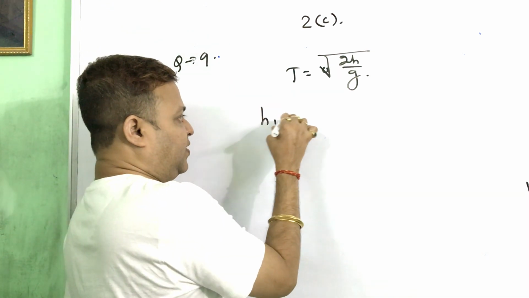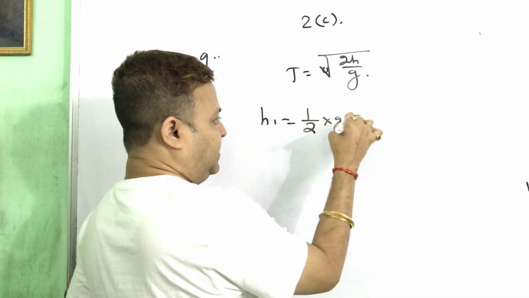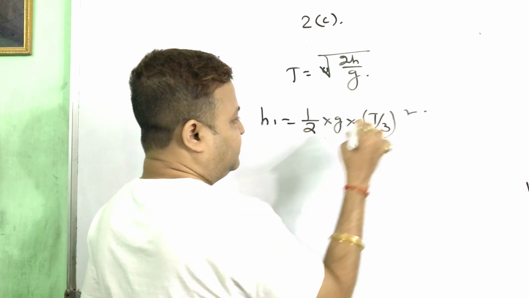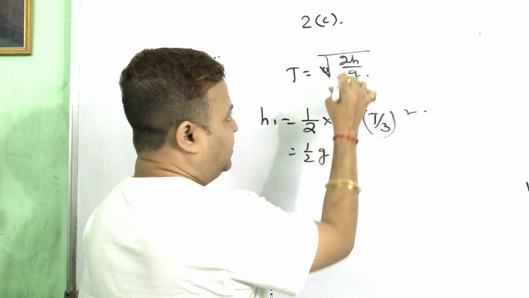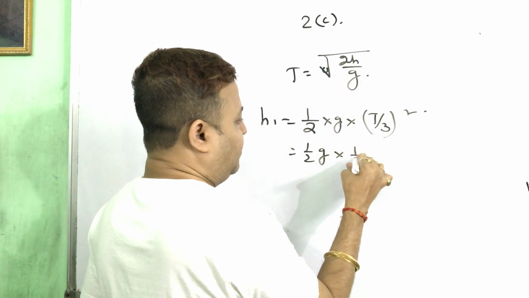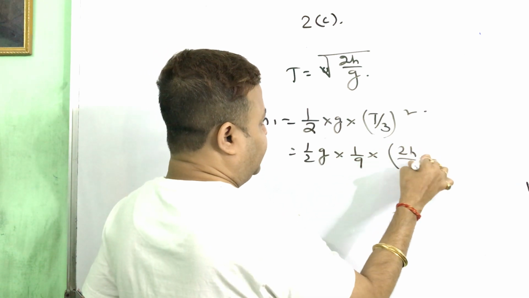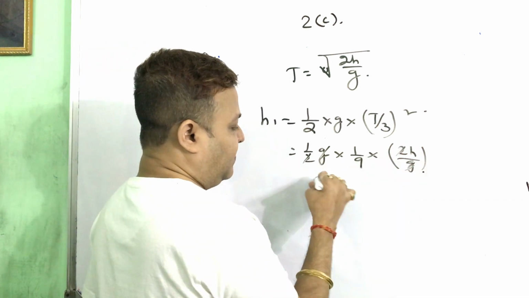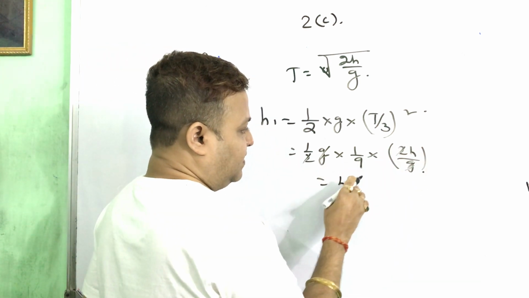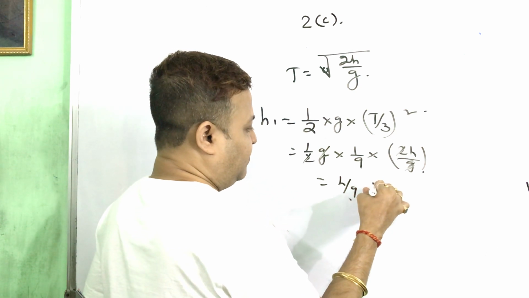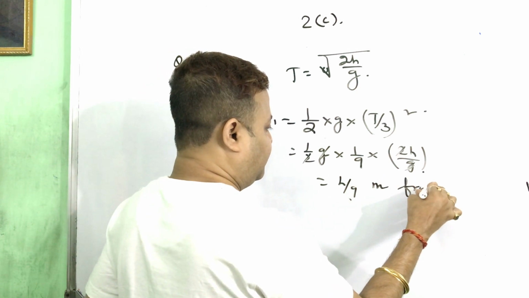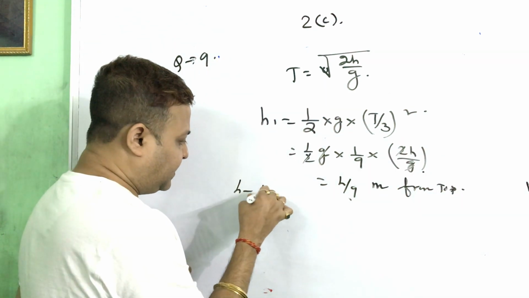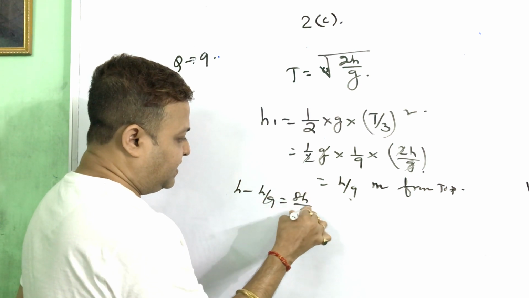So what is the height of the ball? Half g into t by 3, t by 3 the whole square, means 1 by 9 into 2h by g, that is height is h by 9 meter from the top. তাহলে from the ground কত, h minus h by 9, that is 8h by 9.